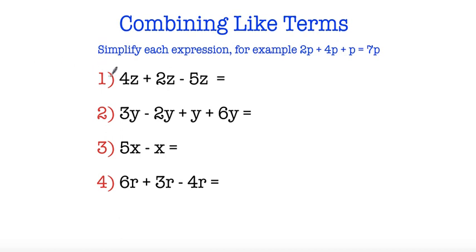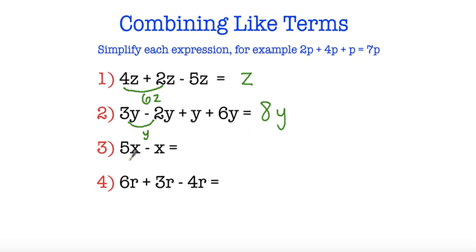So here I added coefficients other than 1 or negative 1. So 4z plus 2z, these two together are 6z. And then we're subtracting 5z, so we end up with 1z, or simply z. Okay? So 3y minus 2y, that's 1y, or just y. Y plus y is 2y, and then plus another 6y, that's 2 plus 6, which is 8y.